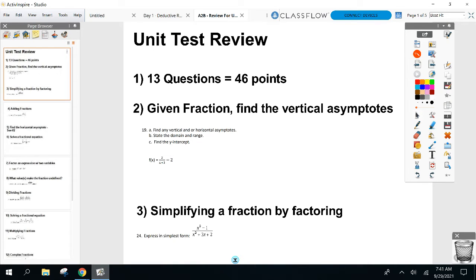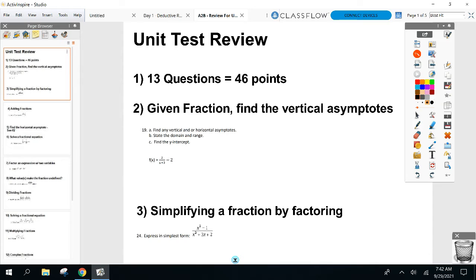Tomorrow's test, as you can see, is going to be 13 questions, 46 points. I know some of you aren't very happy with the way you did on the quiz. Show me you turn over a new leaf. That wasn't you. Show me. Don't tell me, show me. I'm an action person. Actions speak louder than words for me.